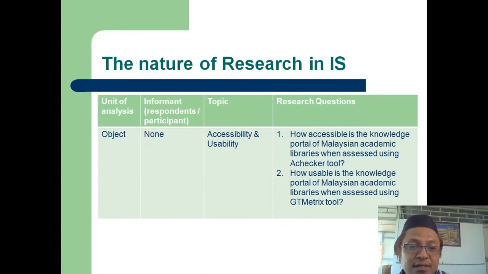Okay, the last example that I'm giving here is not focusing on any users, people or humans, but on the object itself. All right, so we are looking into knowledge management system here, but the topic is on accessibility and usability.